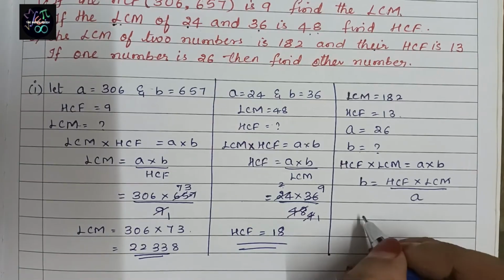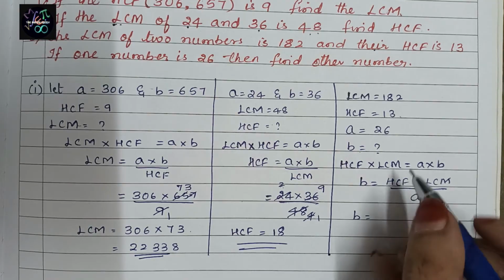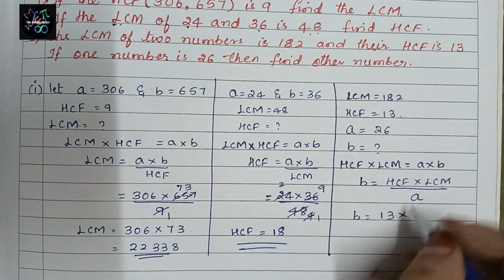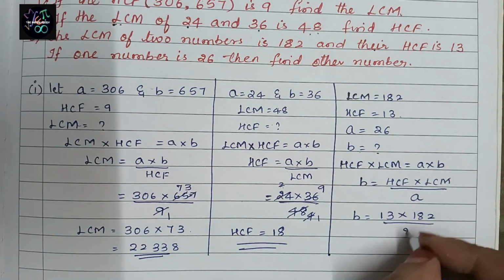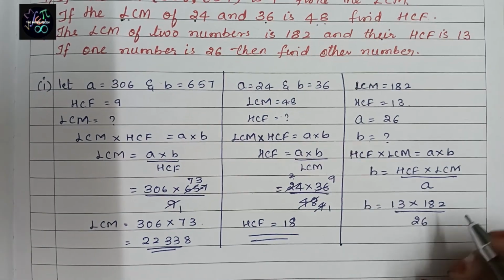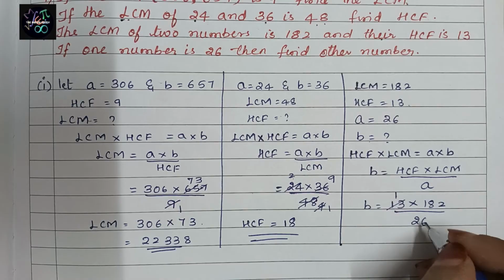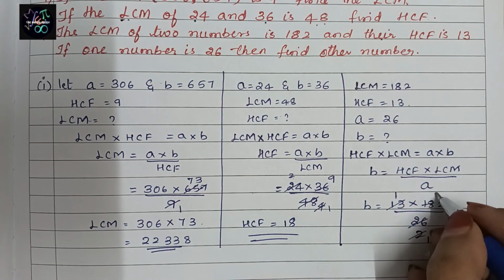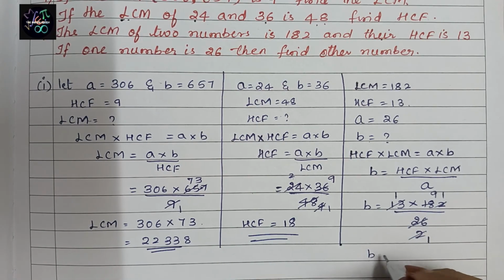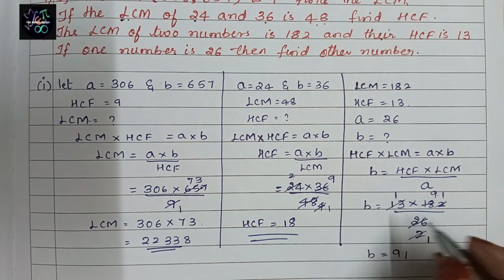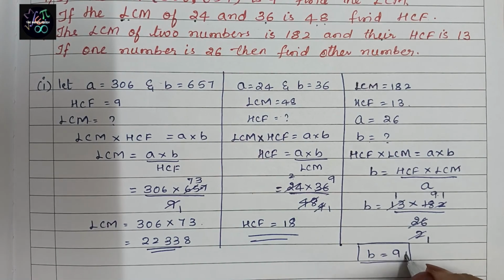B is equal to, HCF value 13, LCM value 182, upon A value 26. Now 13 ones are 13, 13 twos are 26, 2 ones are 2, 2 nines are 18, 2 ones are 2. So B is equal to 91. So the other number is 91.